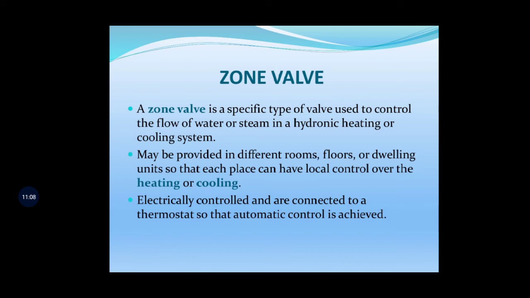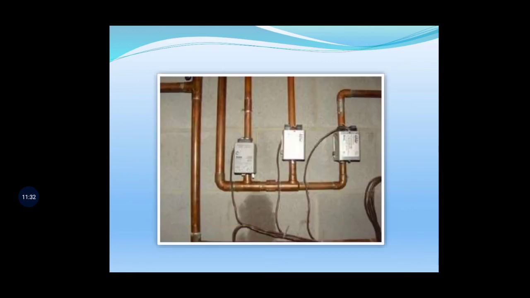Next one is zone valve. It is a specific type of valve used to control the flow of water or steam in a hydronic heating or cooling system. It may be provided in different rooms, floors, or dwelling units so that each place can have local control over the heating or cooling. They are electrically controlled and are connected to a thermostat so that automatic control is achieved. So these are the examples.